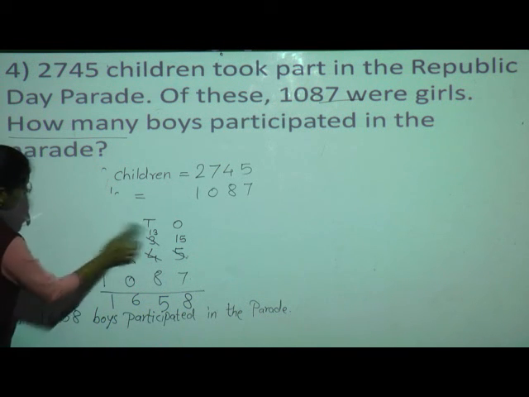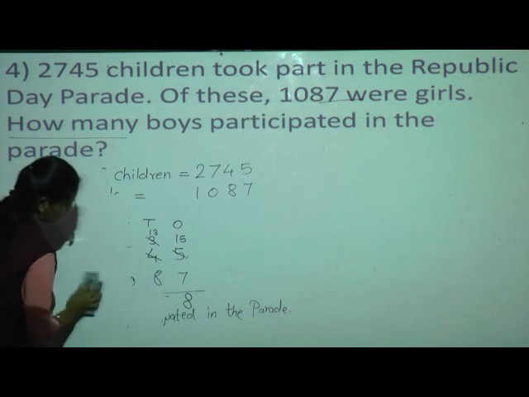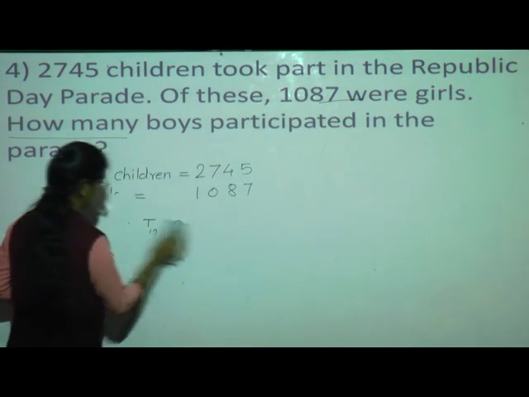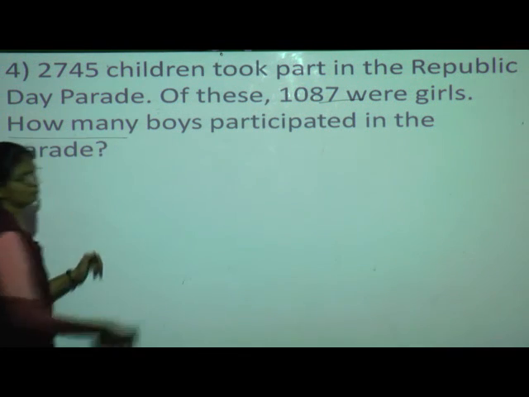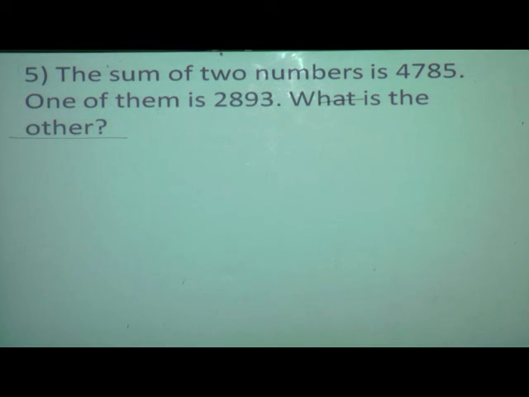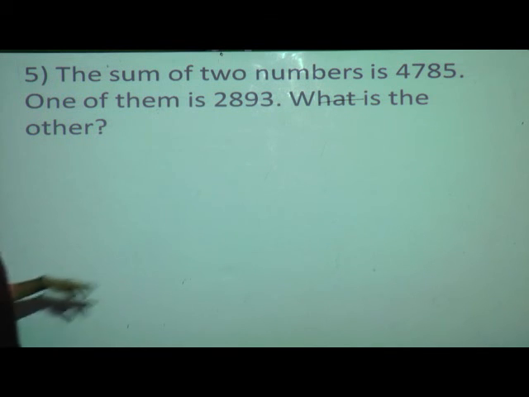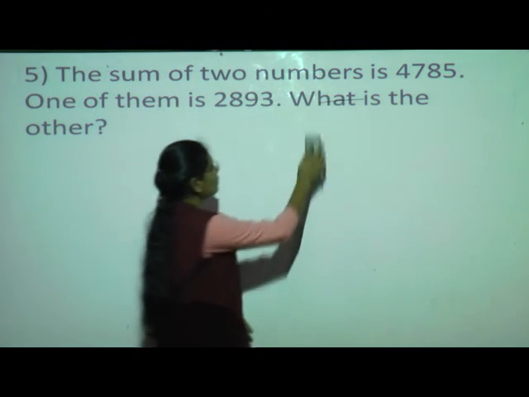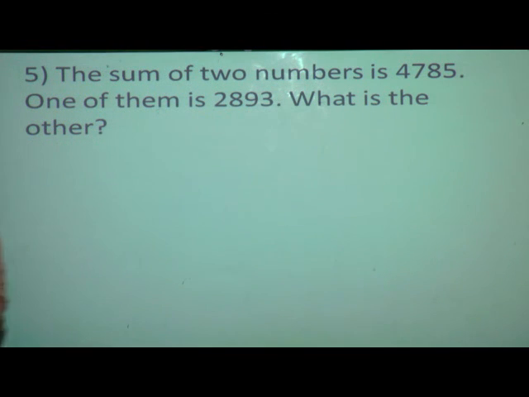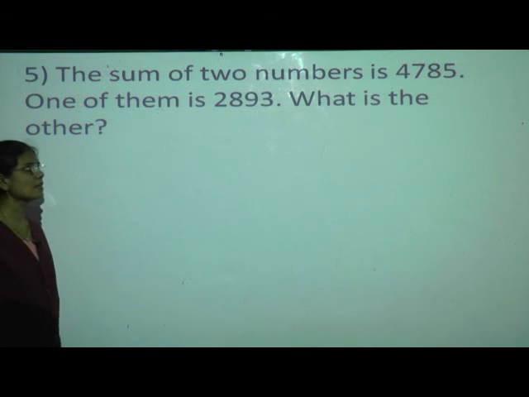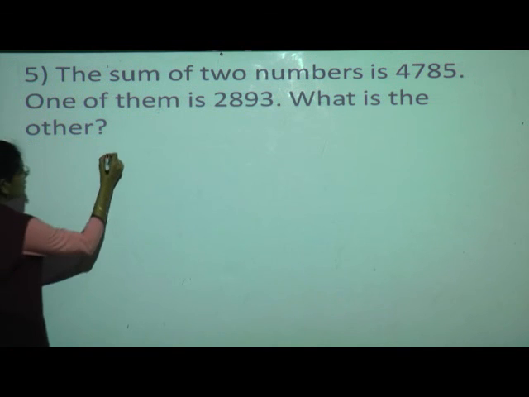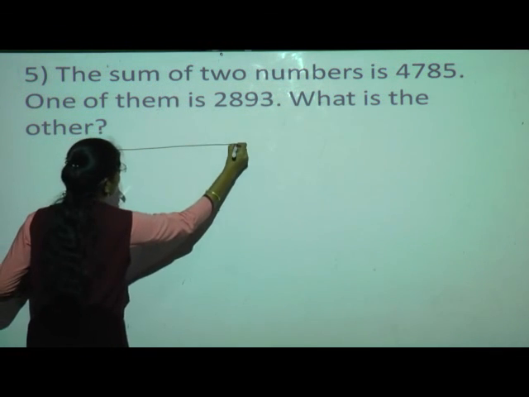Then see the question number 5, what it is. Read the question. What is the question? The question is, the sum of two numbers is 4785. One of them is 2893. What is the other number? See here what they had given us. They had given us the sum of two numbers is 4785.